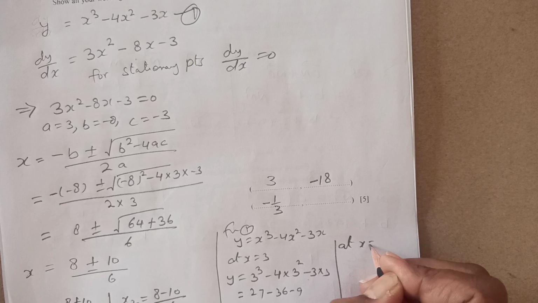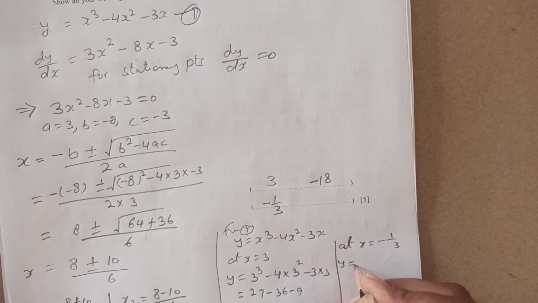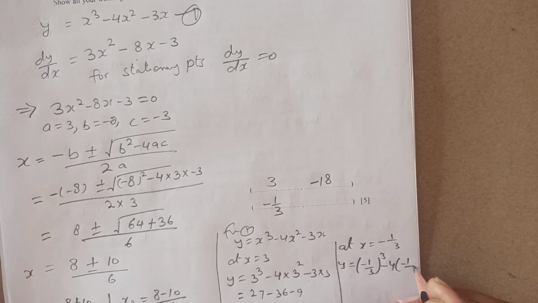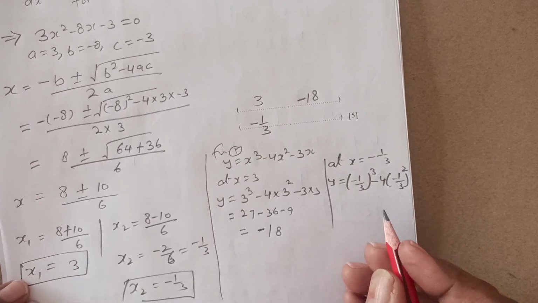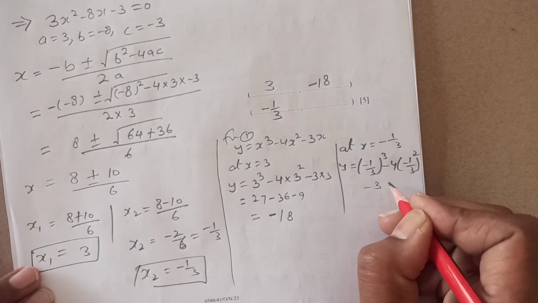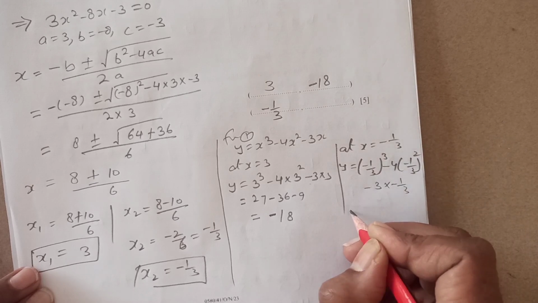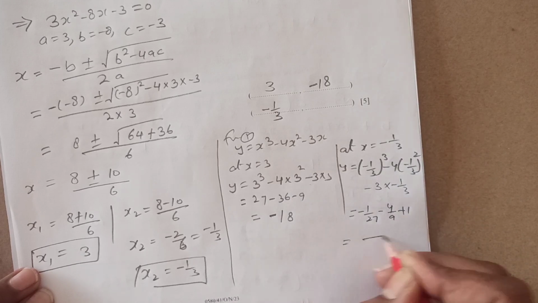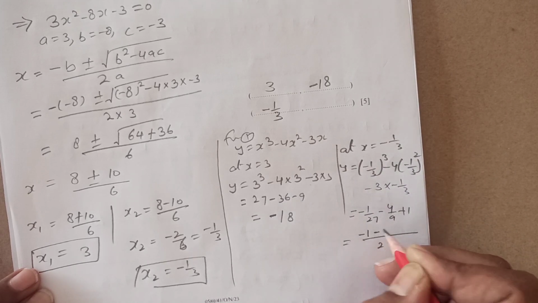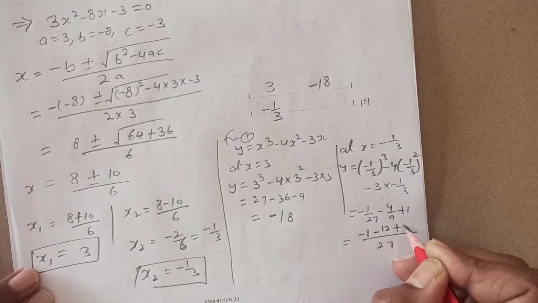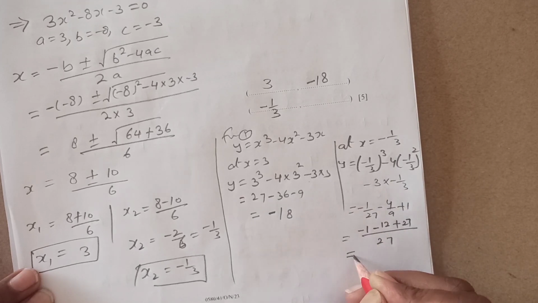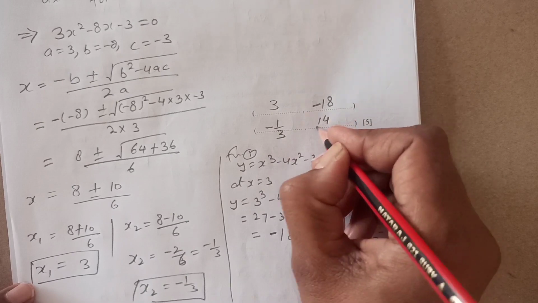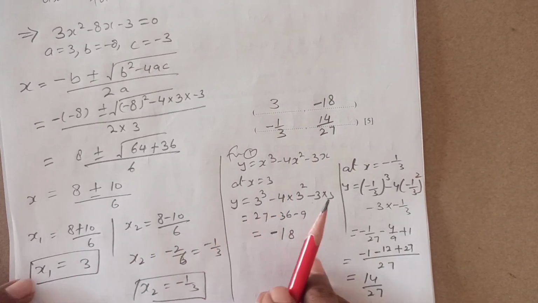So at x equals minus 1 over 3, y is going to be negative 1 over 3 cubed, minus 4 times minus 1 over 3 squared, minus 3 times minus 1 over 3. So this is negative 1 over 27, minus 4 over 9, plus 1. The LCM is 27. So this is minus 1, minus 12, plus 27, right? So this is 14 over 27. So that's the value of y.